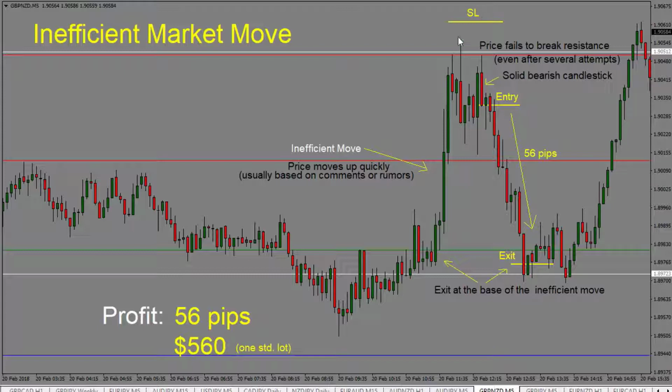Our stop would go above the highs here, making sure there's enough room for the trade to breathe just in case price comes and tests this level once again. So we would stay in the trade till the price comes into the base of the move here. We would already have our take profit target in place here, and we would be taken out of the trade once the price gets down here. So from entry to exit here, we get 56 pips in the trade. So our profit is 56 pips or $560 if trading one standard lot.